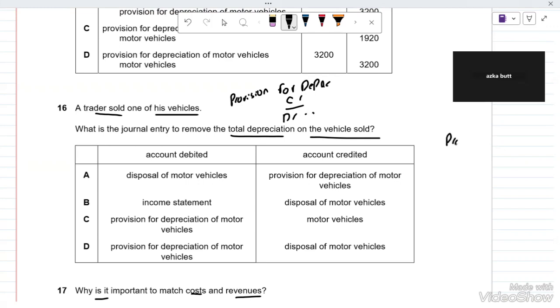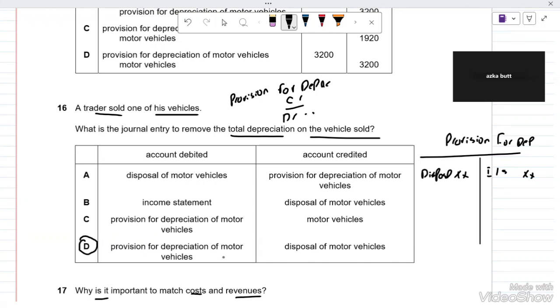So in the provision for depreciation account, what will happen? We were preparing the entry here, but when we need to remove it, we will debit it because this asset has been sold. So we don't need to keep its depreciation in the provision account. We will debit it, and in the reference we will use the name disposal. So disposal will be credit and the provision for depreciation account would be debit. So option D seems to be the right option: provision for depreciation of motor vehicle debit and disposal of motor vehicle credit.